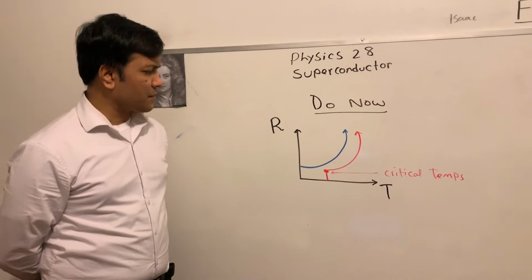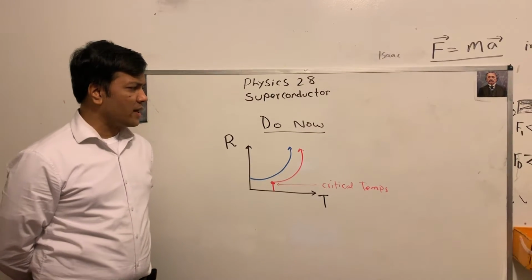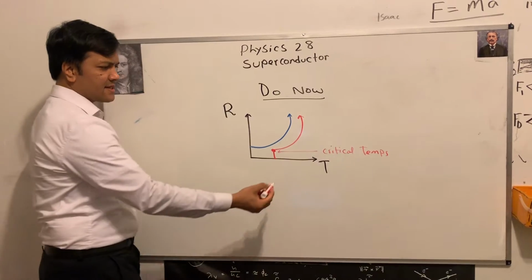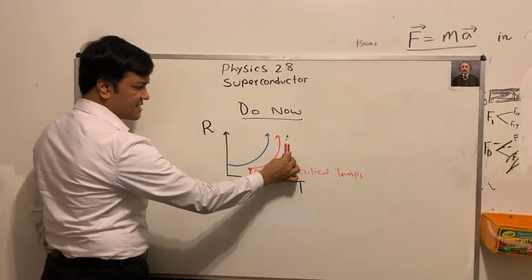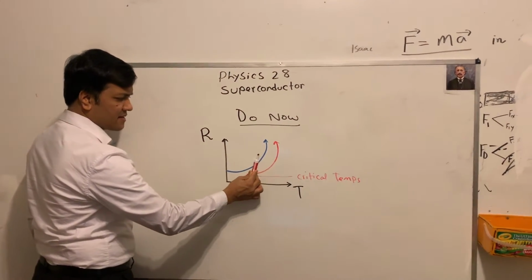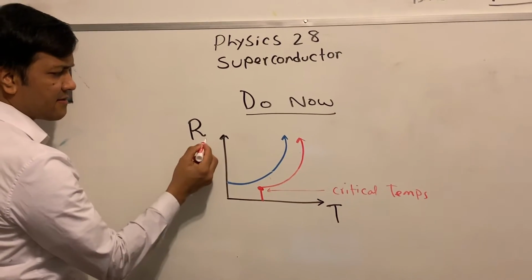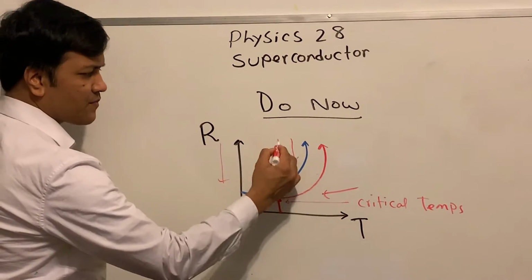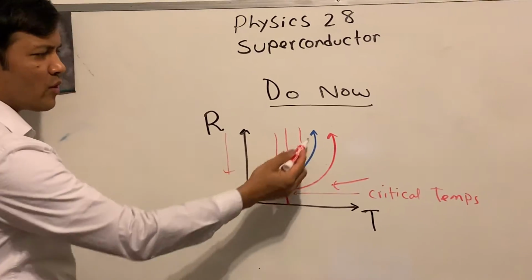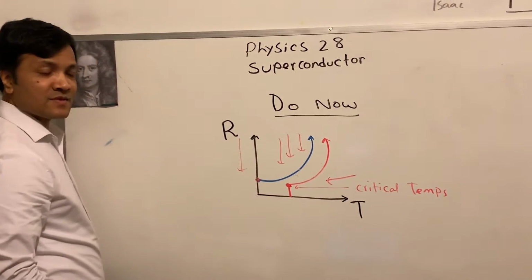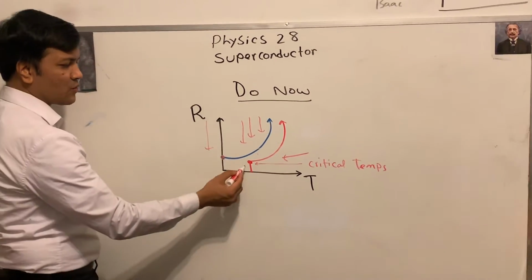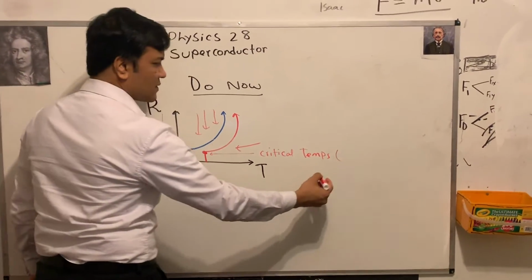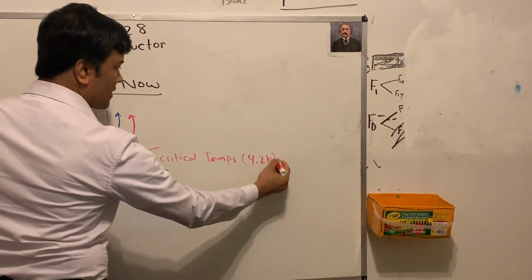All right. So the difference between blue and red is, Isaac is right. As the temperature decreases, what happens? The resistance also decreases. However, the blue one will never get to zero, but the red one will get to zero if it reaches the critical temperature, and the critical temperature is 4.2 Kelvin.